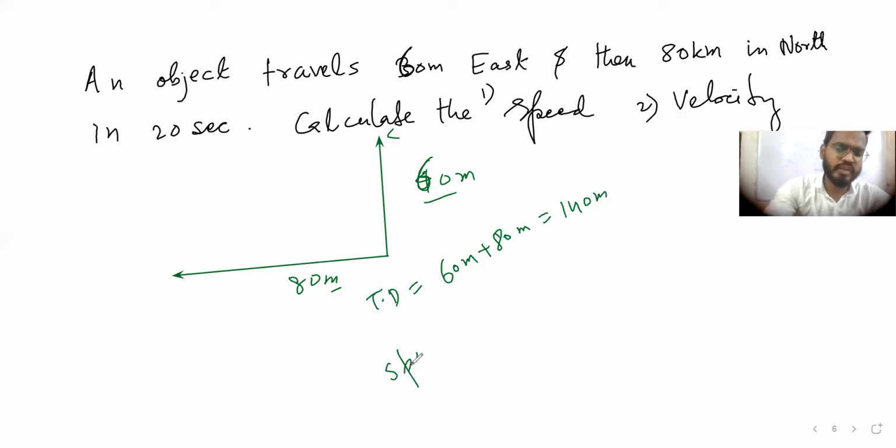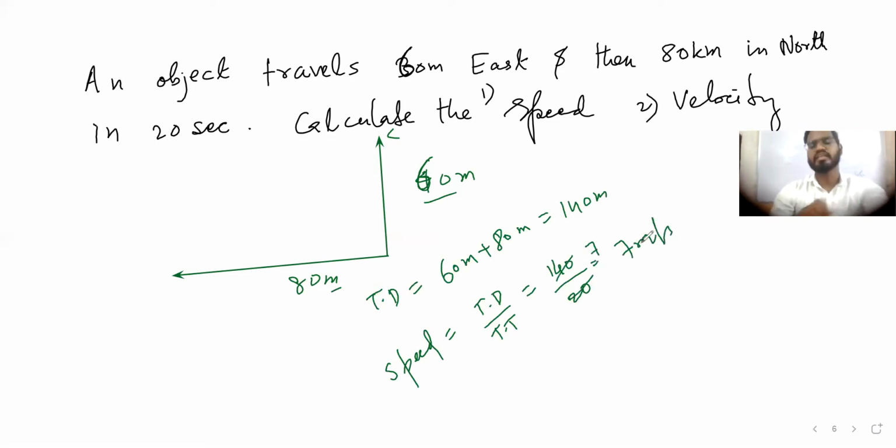So speed is going to be total distance by total time taken. So total distance is 140 by 20. So 7 times. So 7 meter per second is the speed. Fine. So speed is easy: total distance by total time. Even for velocity, if you want to find it, then we should find the displacement.